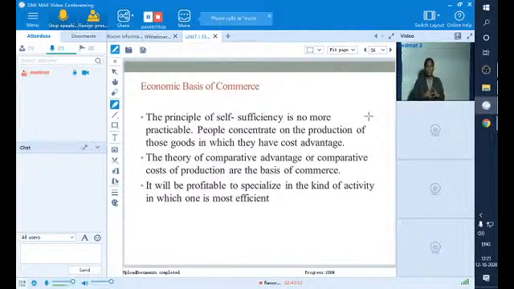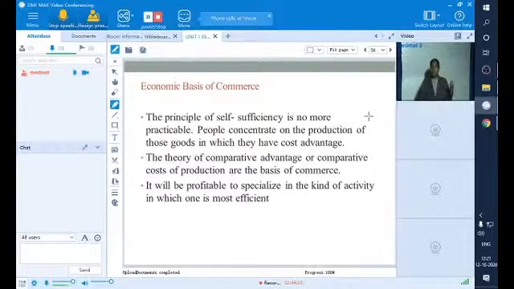So here the theory of comparative advantage or comparative cost of production is the basis of commerce. What is the basis of commerce here? The theory of comparative advantage or cost of production. We need to compare how much cost it takes to produce a particular good and how much cost it will take to sell a particular product to a consumer.